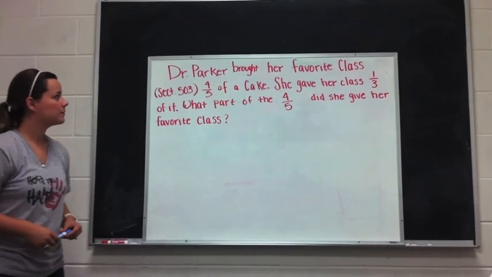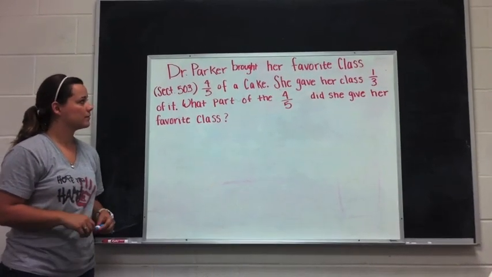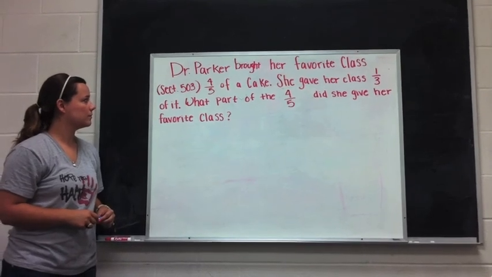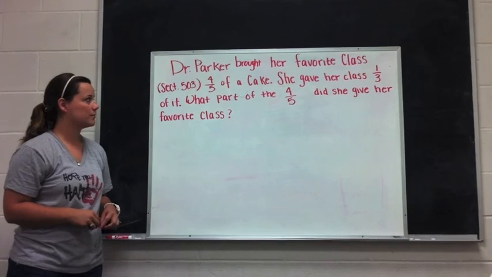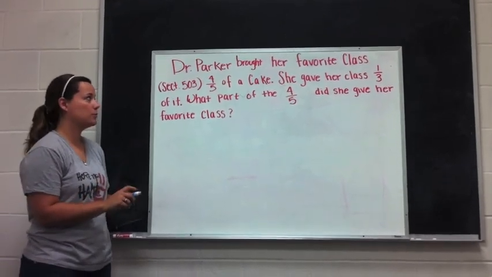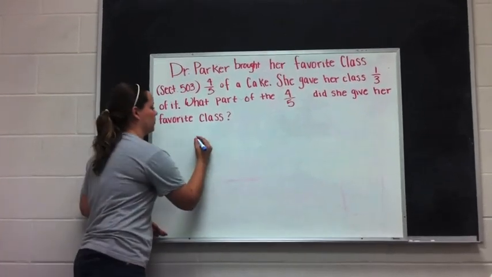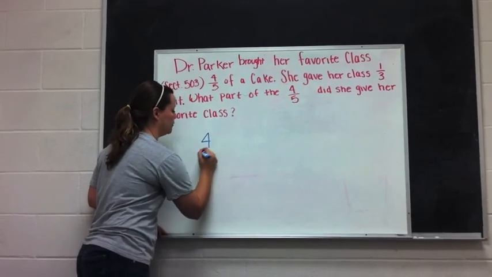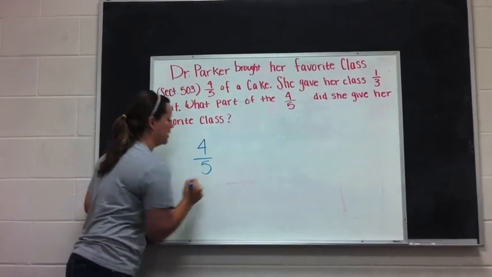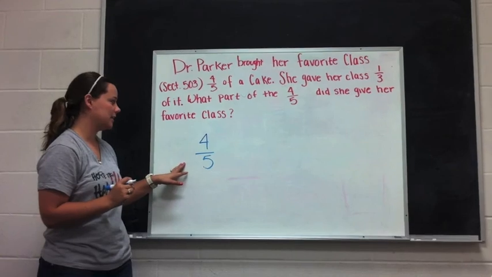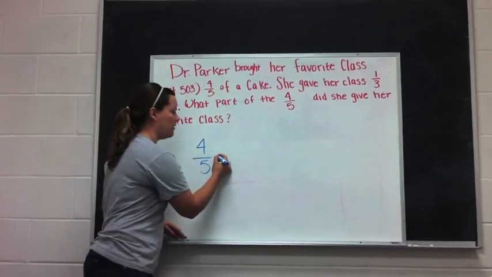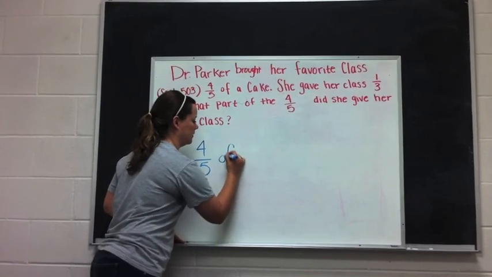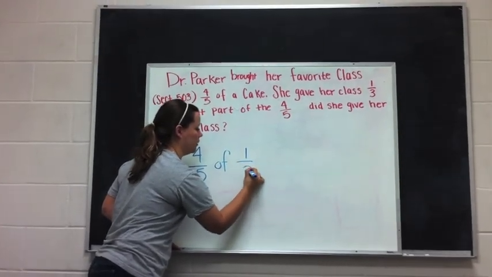Dr. Parker brought her favorite class 4/5 of a cake. She gave her class 1/3 of it. What part of the 4/5 did she give her favorite class? Okay, so we know from the problem that we started out with 4/5 of the cake, because that's what Dr. Parker brought to class. She gave us 1/3 of it. So of this, we got 1/3.